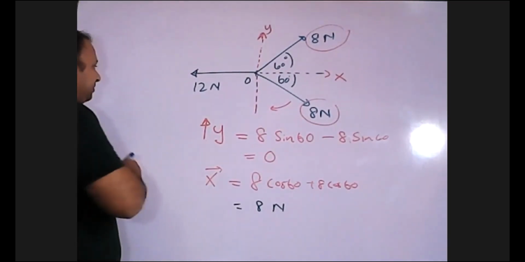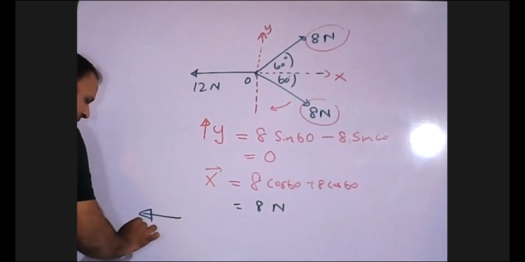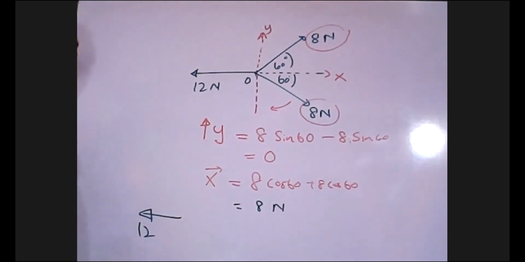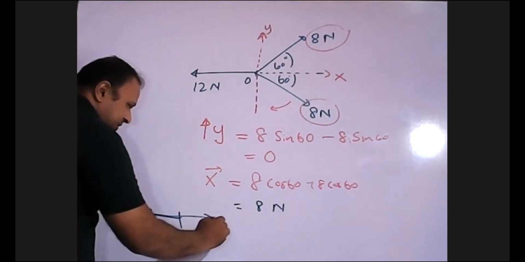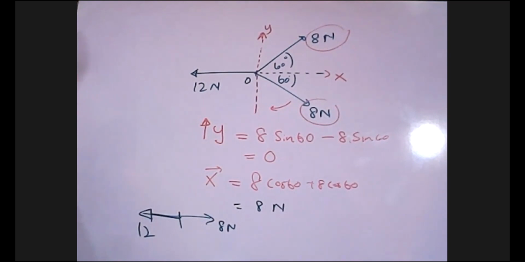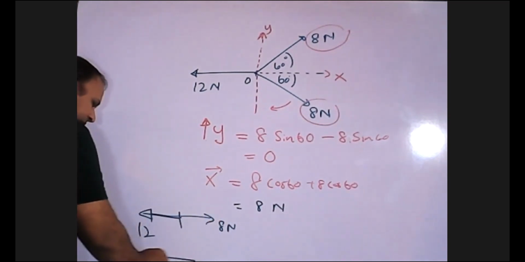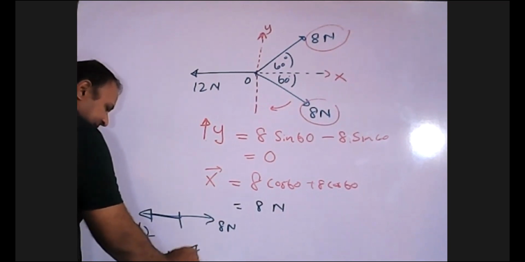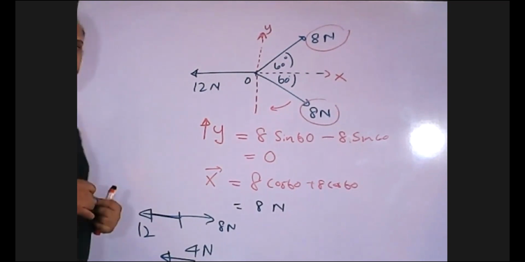Then how to calculate the resultant? Now, here there's a force which is equal to 12 Newton, and here there's a force which is equal to 8 Newton. So the resultant should be 4 Newton into the left-hand side.